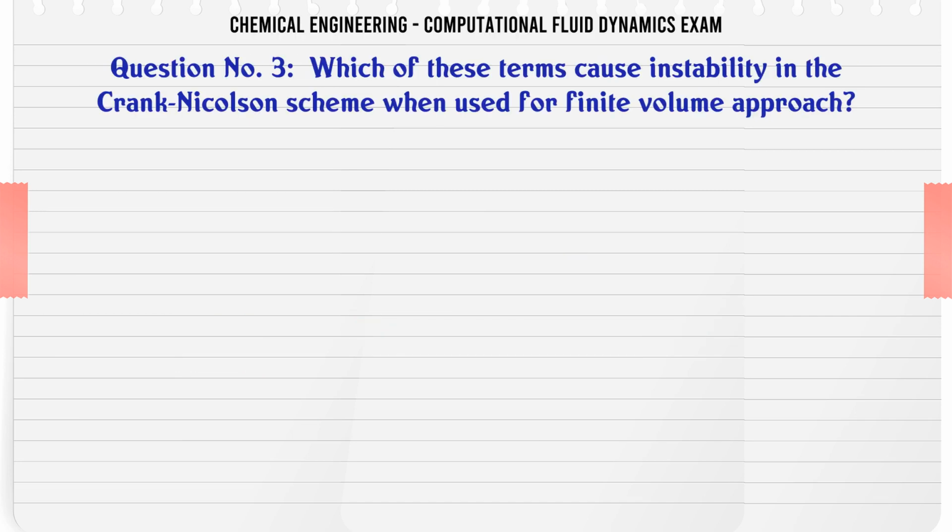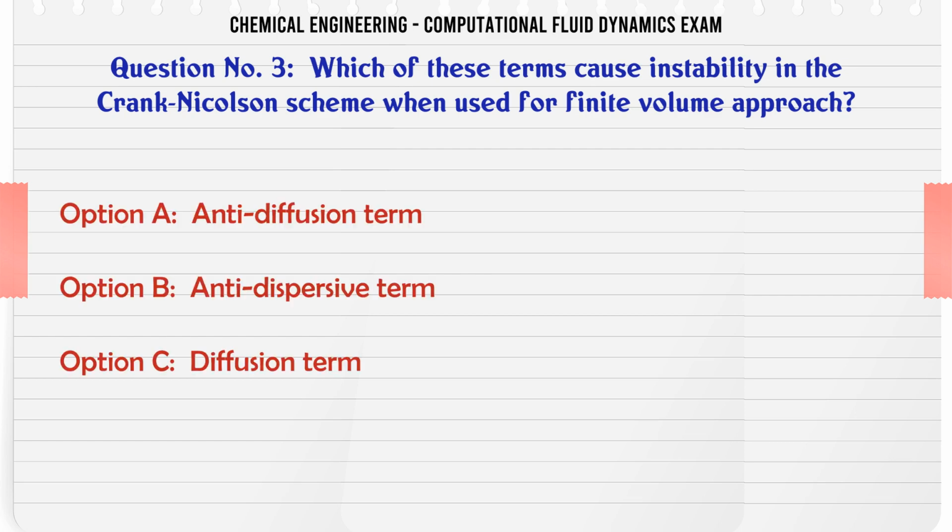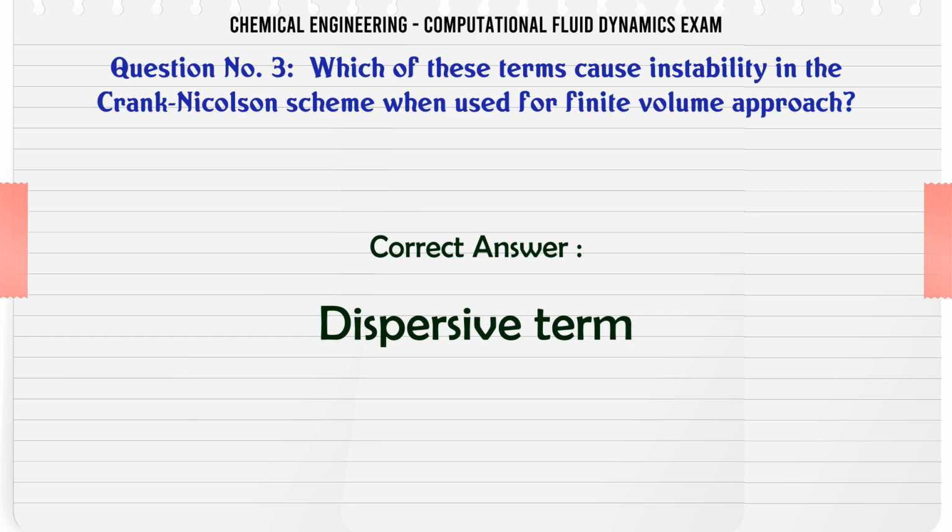Which of these terms cause instability in the Crank-Nicolson scheme when used for finite volume approach? A. Anti-diffusion term. B. Anti-dispersive term. C. Diffusion term. D. Dispersive term. The correct answer is dispersive term.